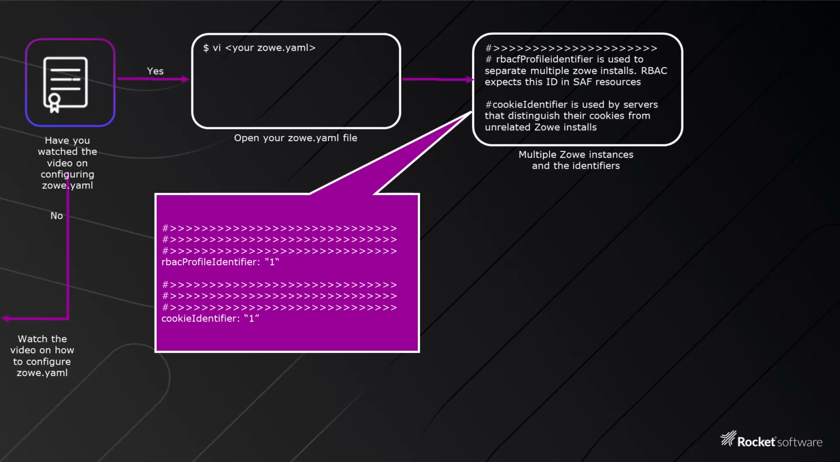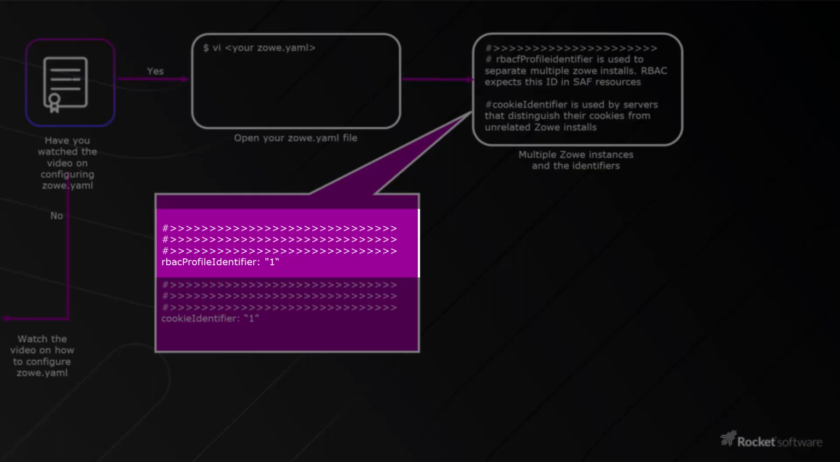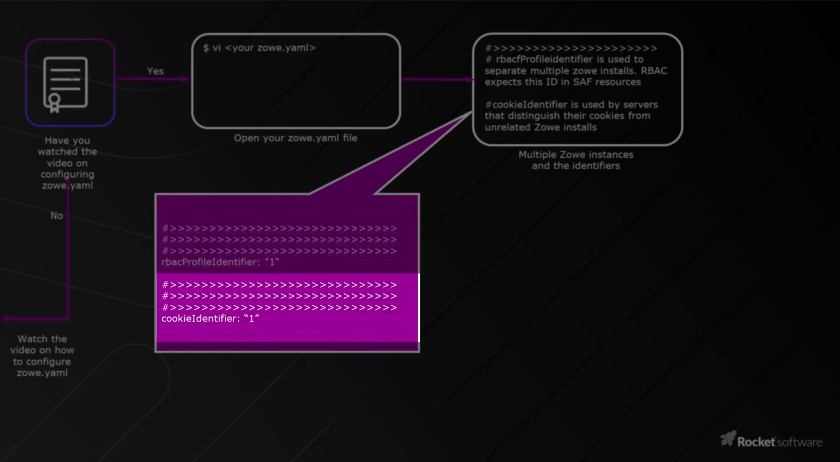RBAC profile identifier is an ID you use to separate multiple Zowe installs when determining resource names used in RBAC authorization checks, such as data services with RBAC expects this ID in SAF resources. Cookie identifier is an ID used by the servers to distinguish their cookies from unrelated Zowe installs. It allows multiple copies of Zowe within the same client.